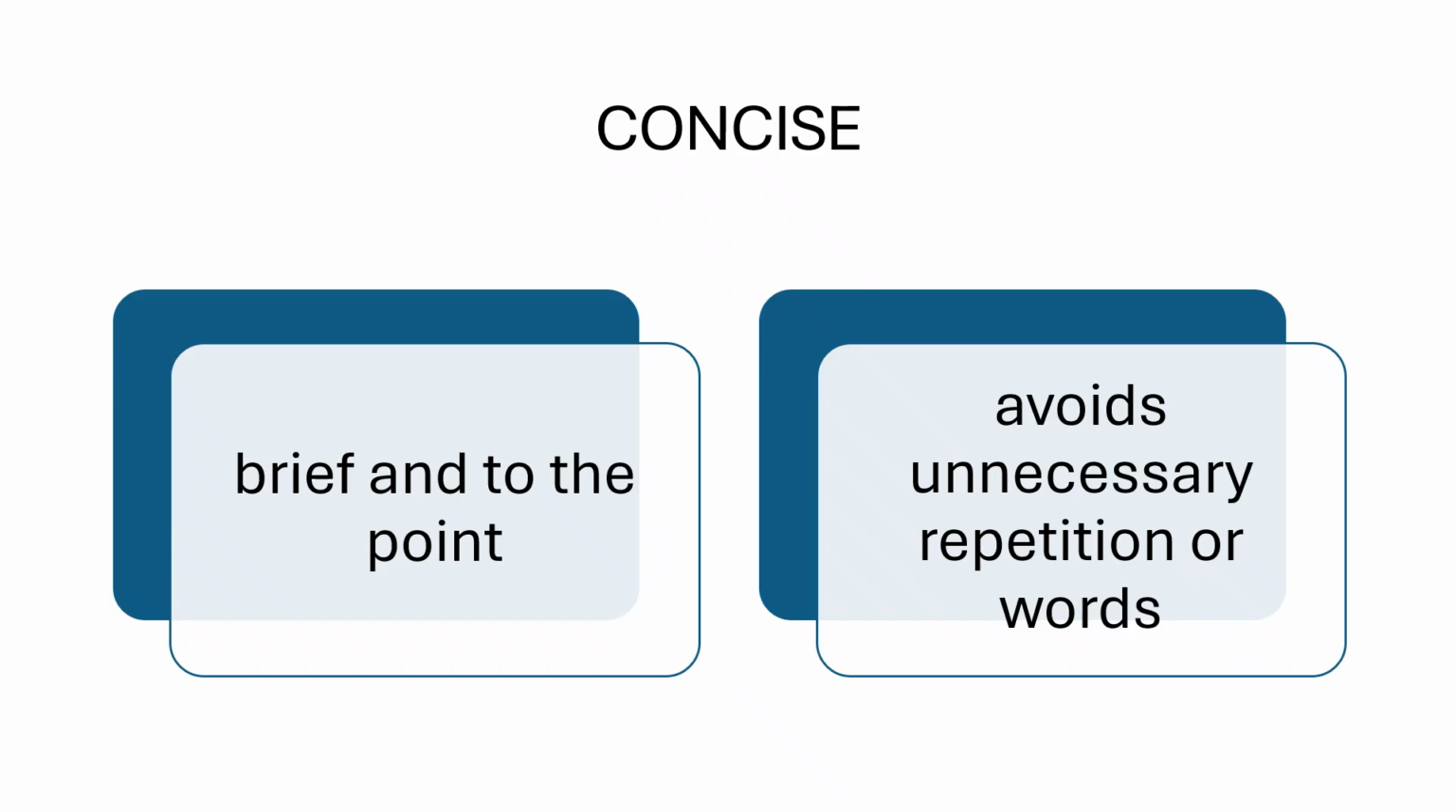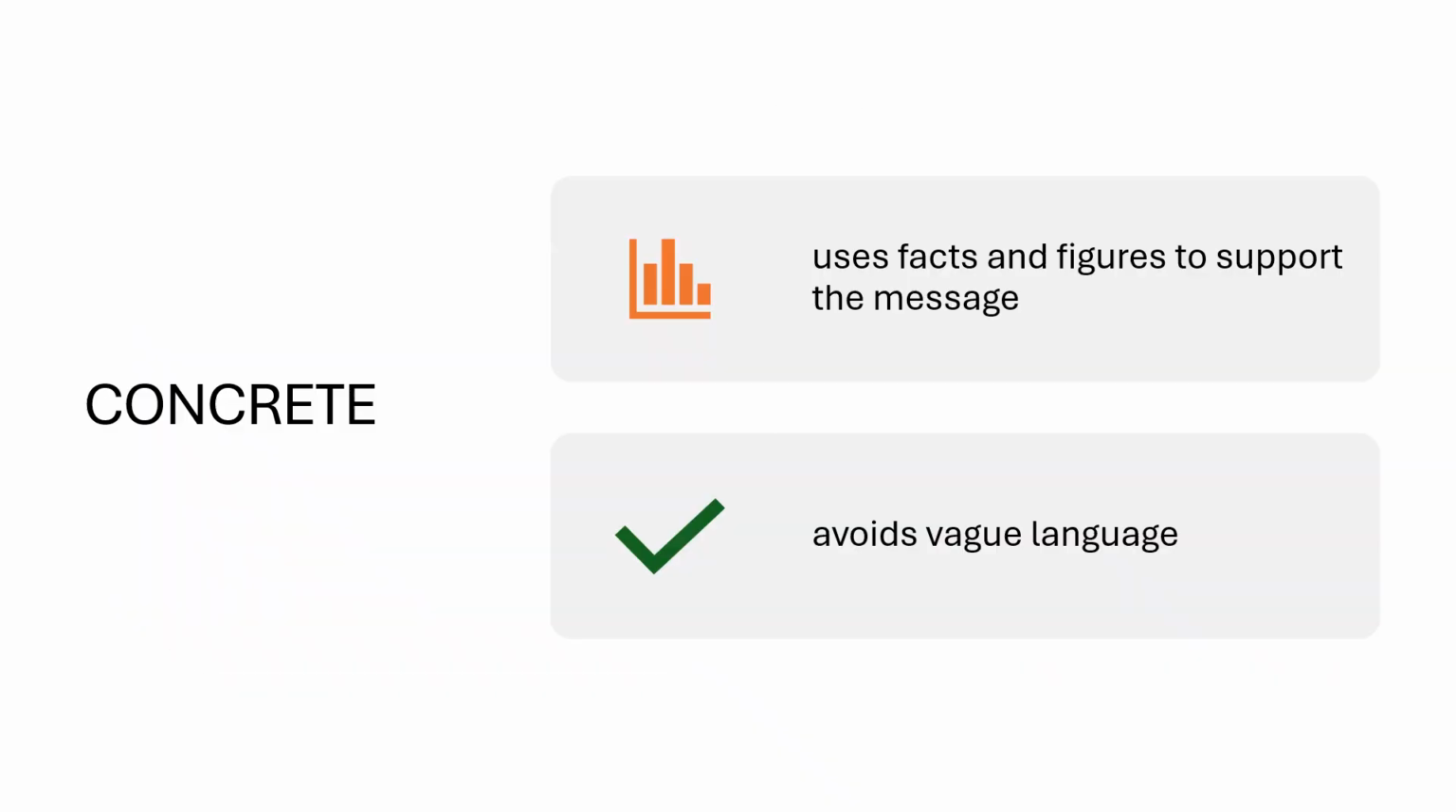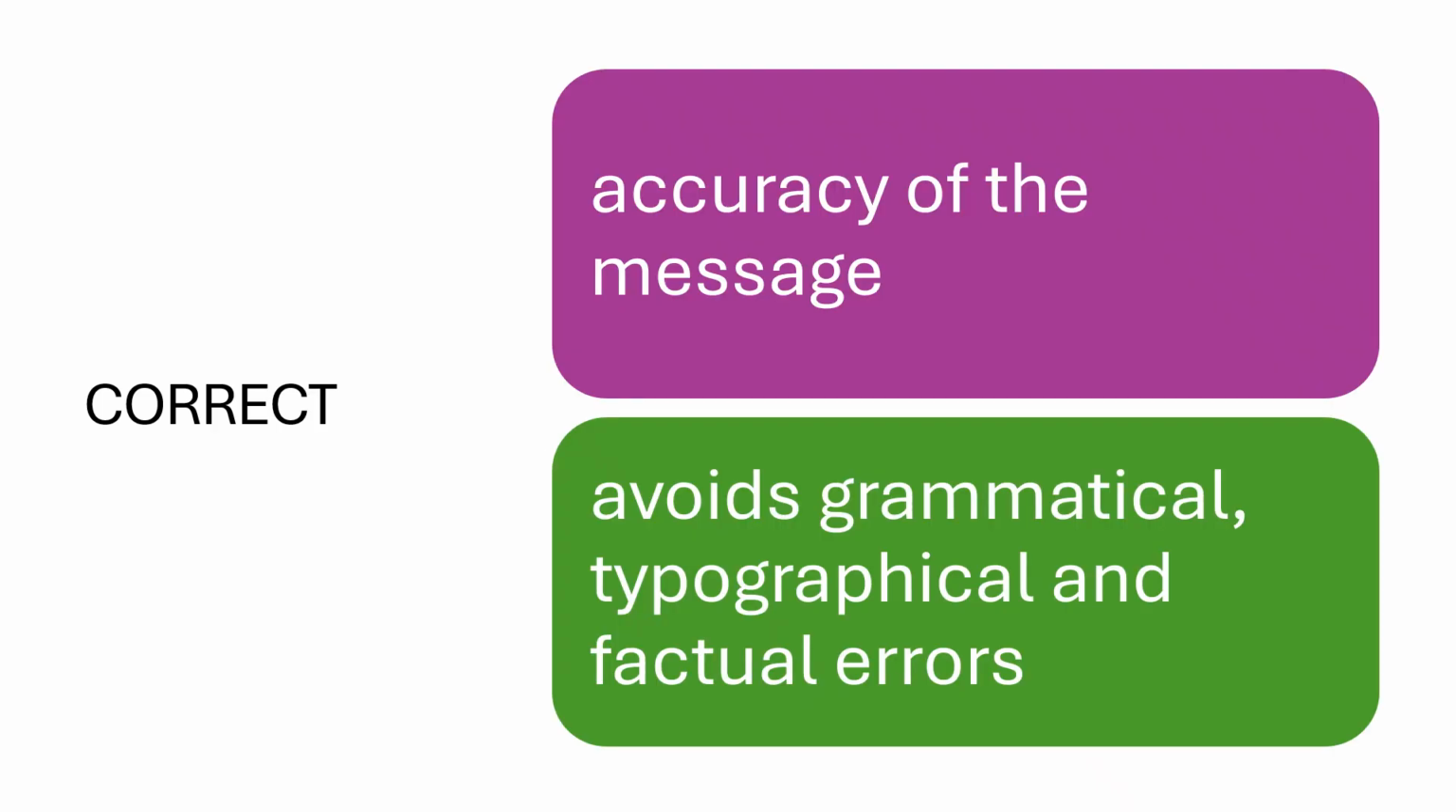The second C is concise. It means it is brief and to the point, and avoids unnecessary repetition of words. The third C is concrete. It uses facts and figures to support the message, and it avoids vague language. The fourth C is correct. It is concerned with the accuracy of the message and avoids grammatical, typographical, and factual errors.